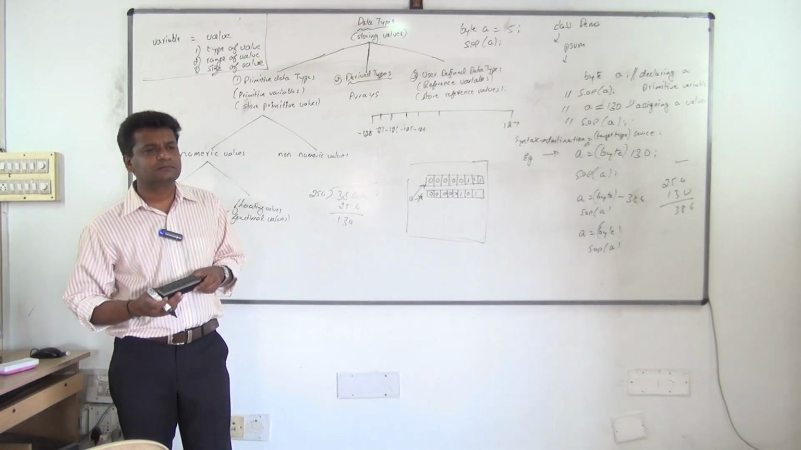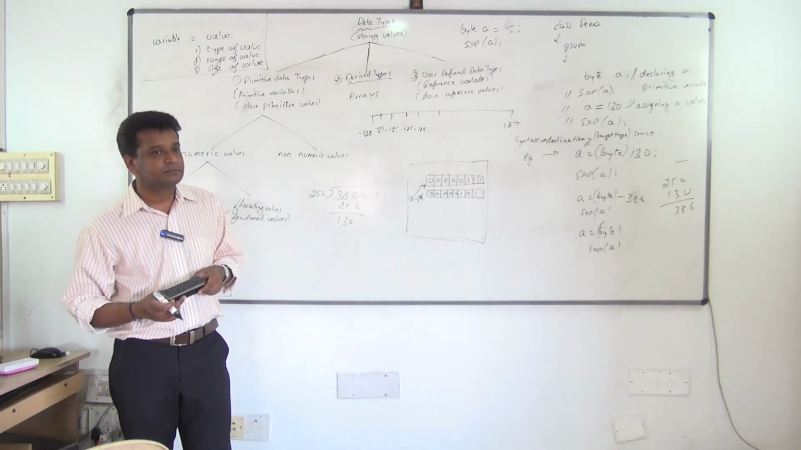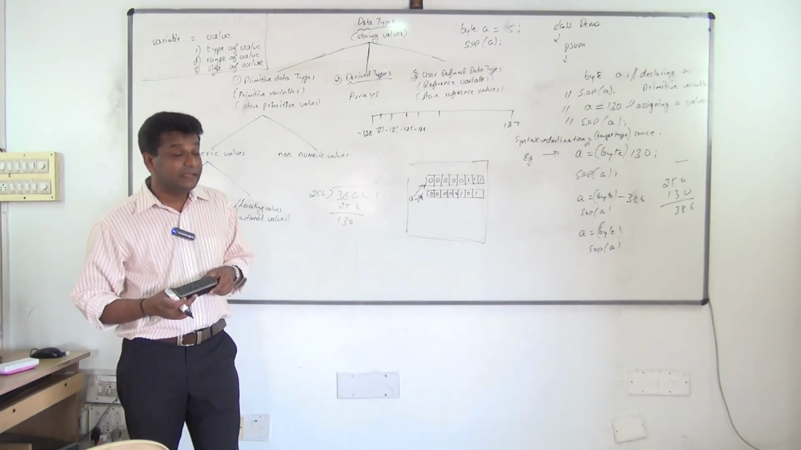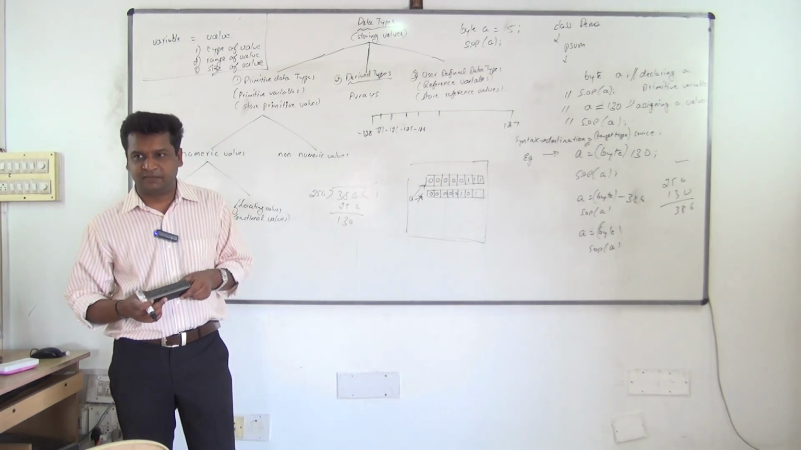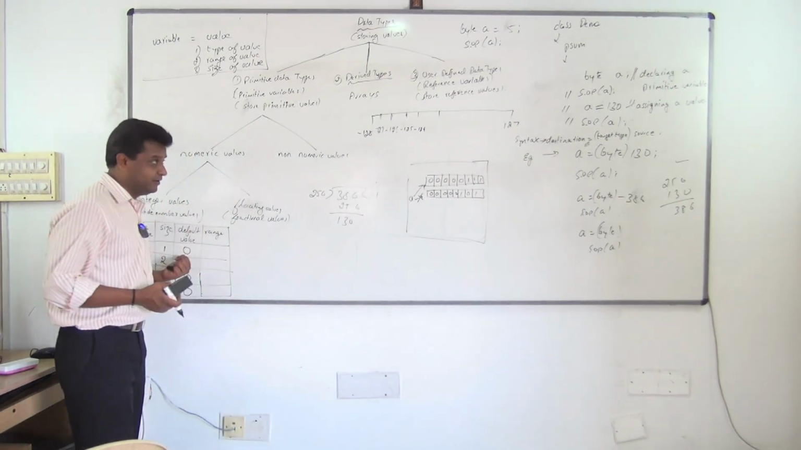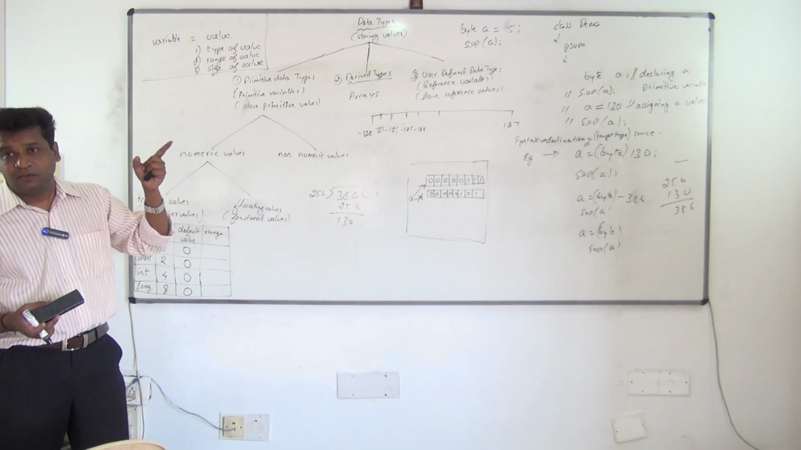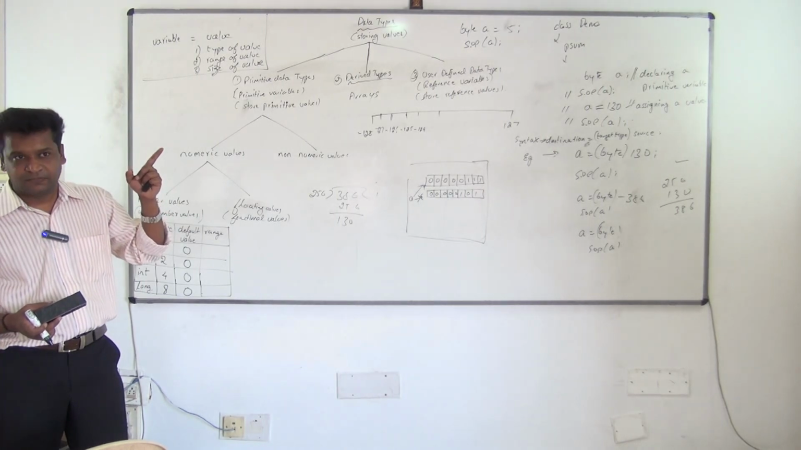Sir, since we have the minimum value as 0, if we just declare byte and the variable name, won't it take the minimum default value? Yeah, he's having a valid question. I was talking about default value. When I declare simply byte A, why is it not taking the default value?